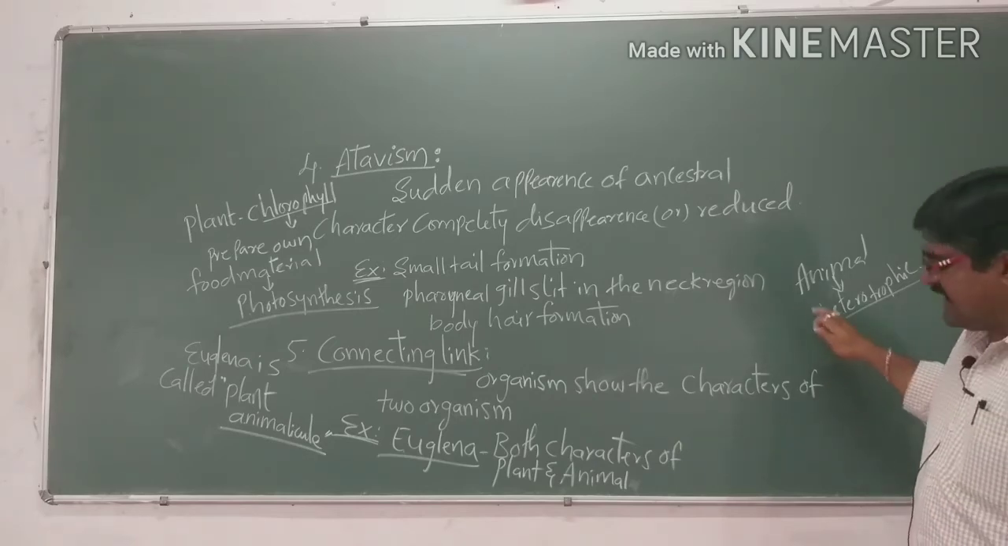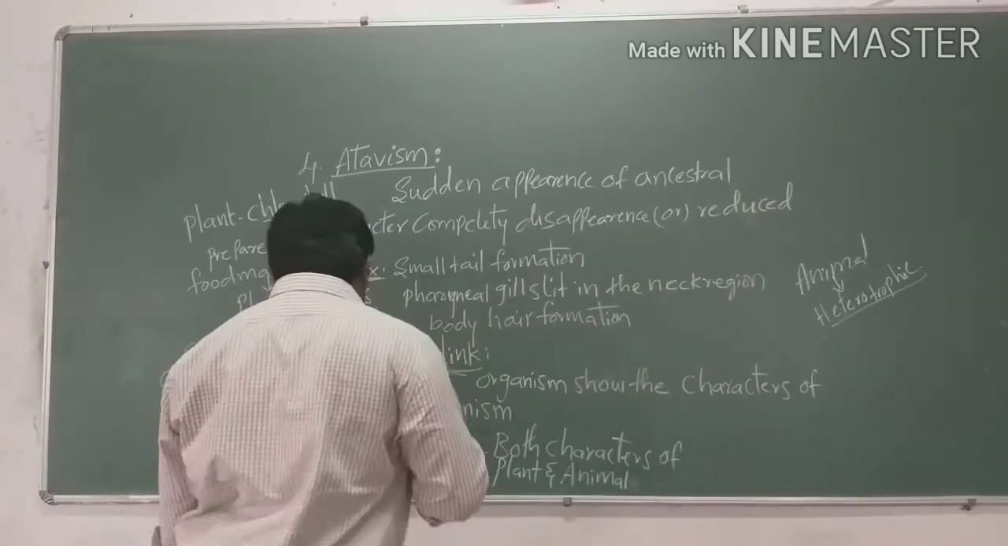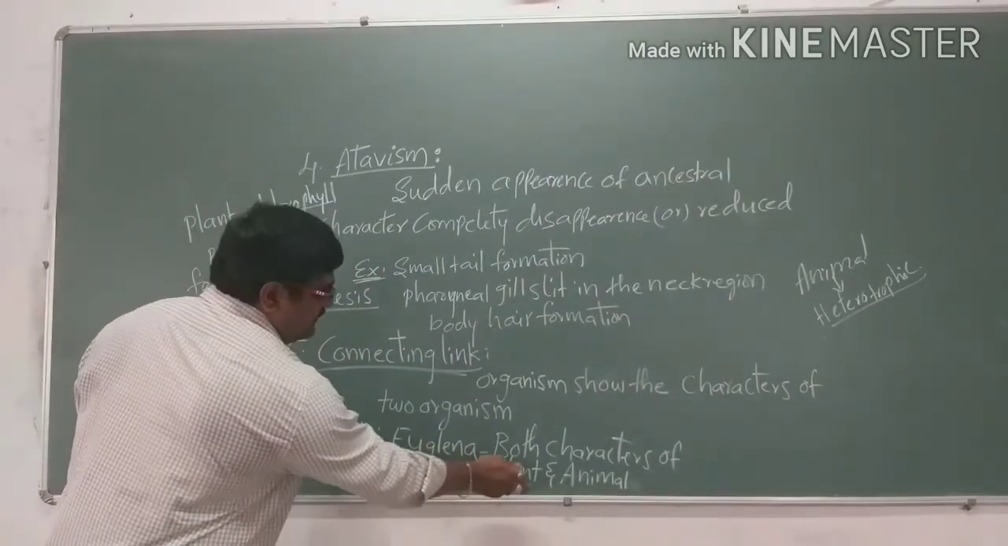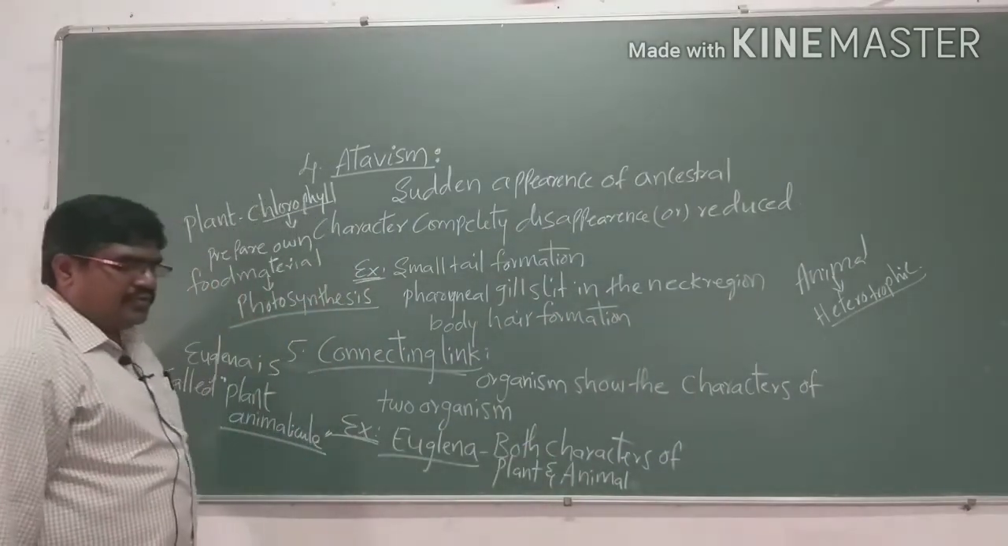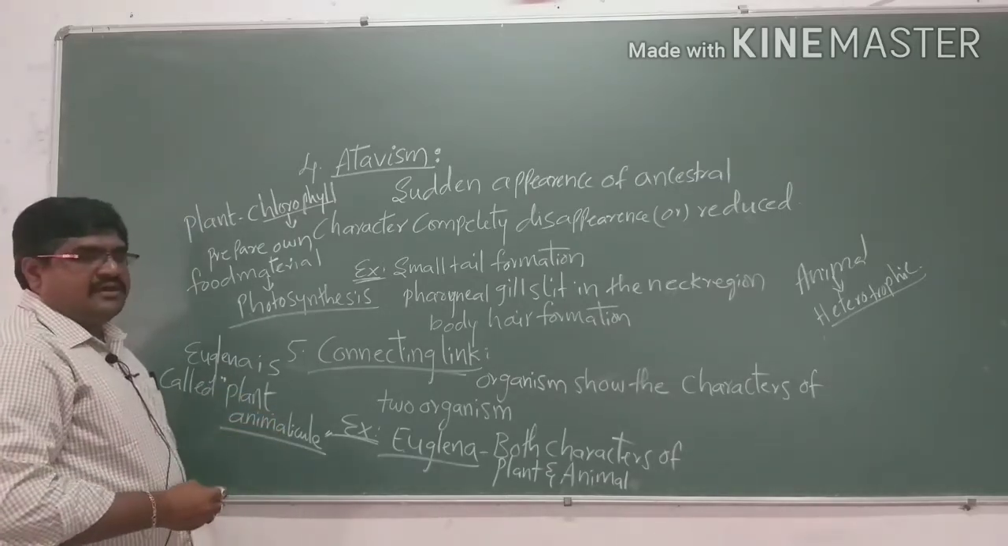So these are the two characters present in Euglena, a plant character and an animal character. Due to this, we can call it a plant animalcule.